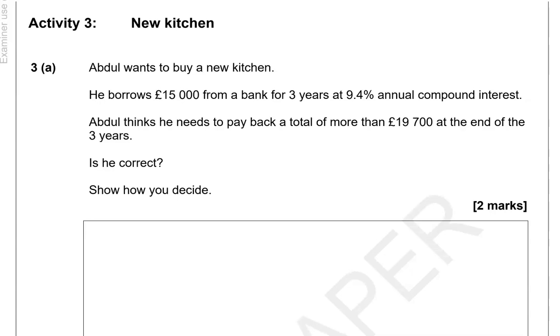Activity 3, new kitchen. Abdul wants to buy a new kitchen. He borrows £15,000 from a bank for 3 years at 9.4% annual compound interest. Abdul thinks he needs to pay back a total of more than £19,700 at the end of the 3 years. Is he correct? Show how you decide.